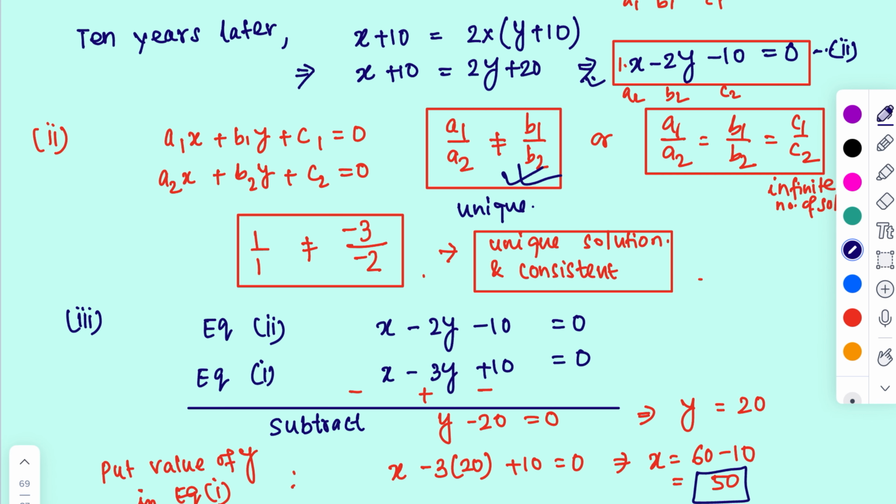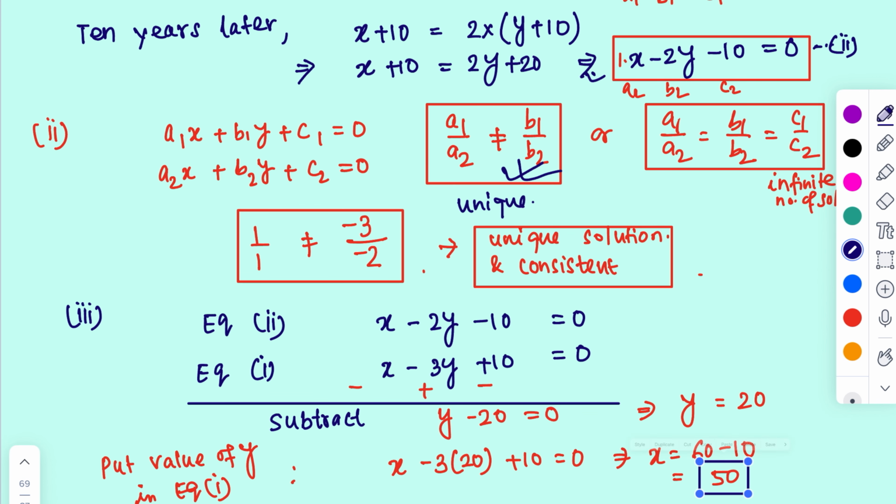So this is the present age of Adil, 50. This is Adil's present age, and 20 is the present age of Bharat. This is the complete solution.